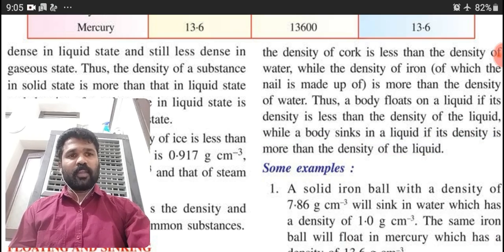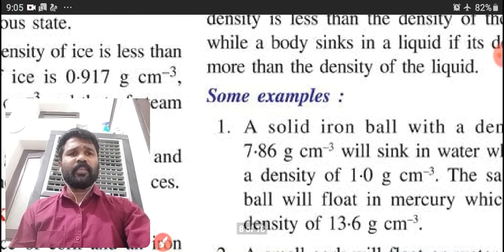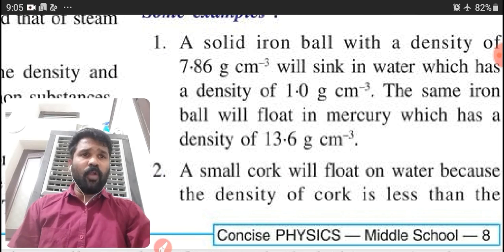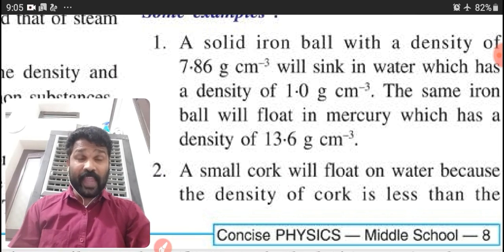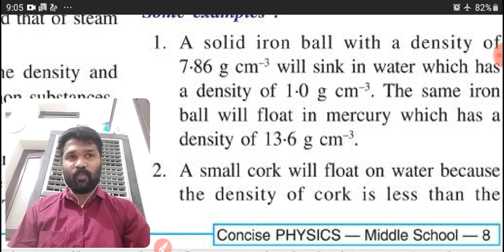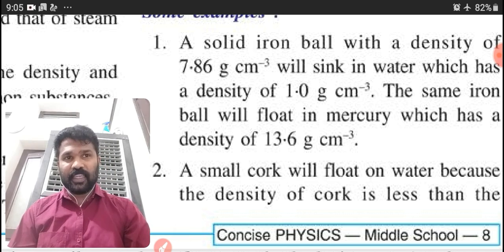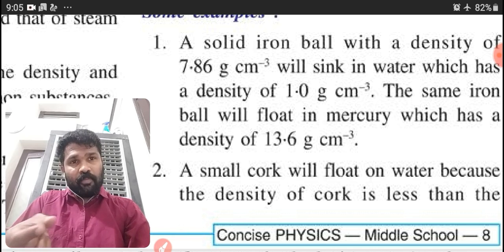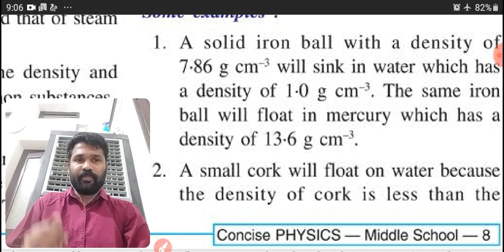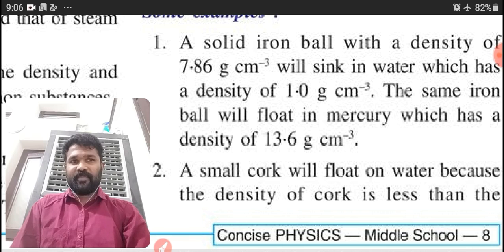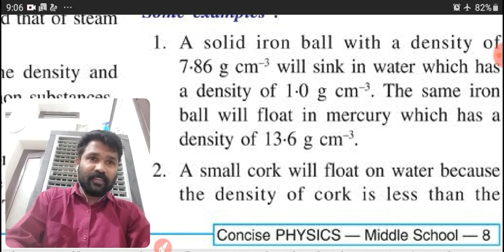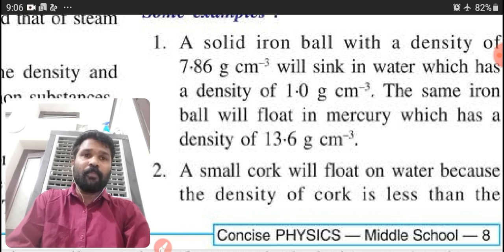Some examples are given here. A solid iron ball with a density of 7.86 gram per centimeter cube will sink in water, which has a density of 1.0 gram per centimeter cube. But the same iron ball will float in mercury, which has a density of 13.6 gram per centimeter cube.